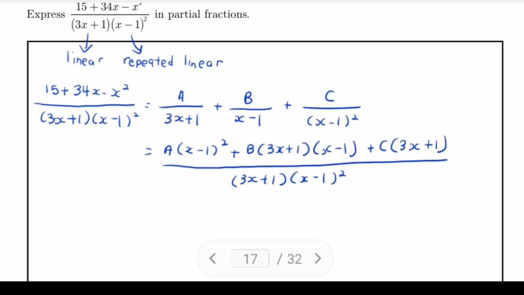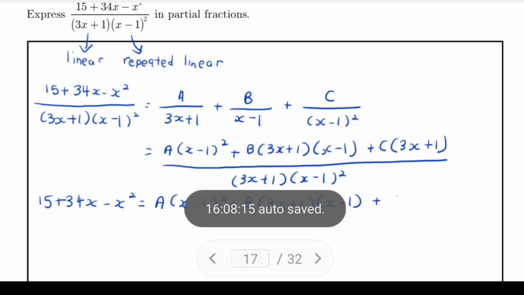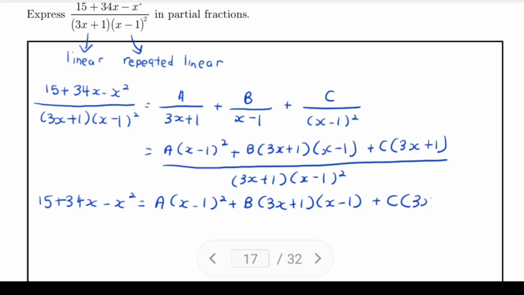Next, we have to compare the numerator. So we're going to have 15 plus 34x minus x squared equal to a times x minus 1 squared plus b times 3x plus 1 times x minus 1 plus c times 3x plus 1.